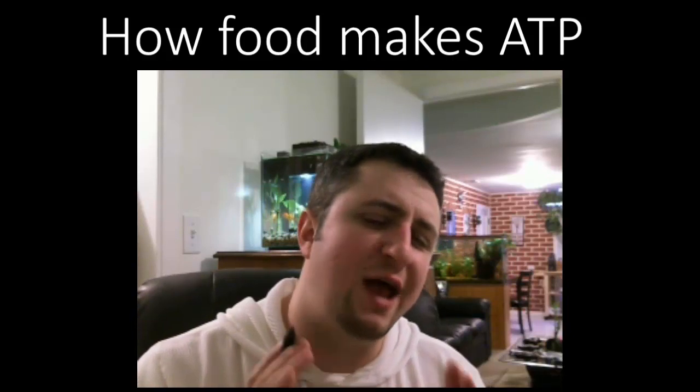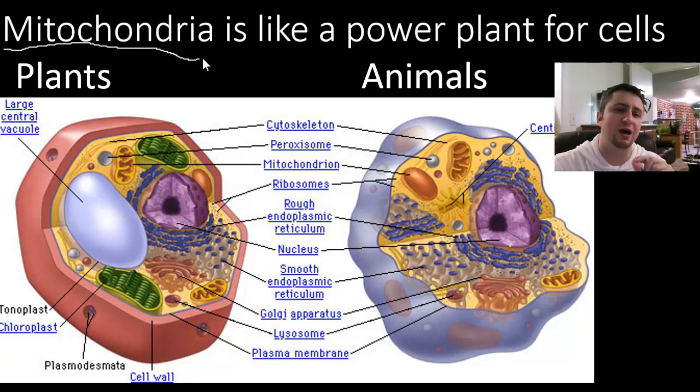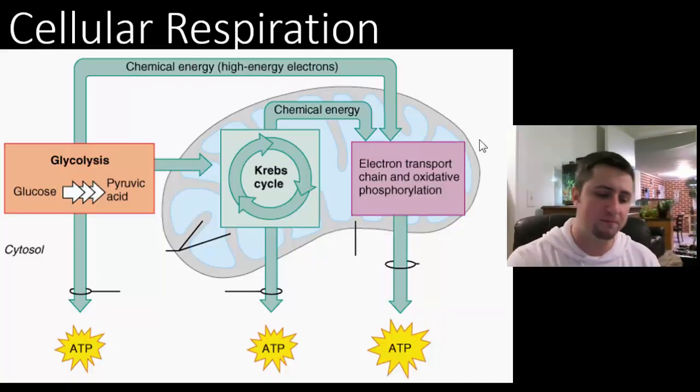Next on the list, I want to focus on how food actually makes ATP. It all occurs mainly in this organelle, this tiny part of a cell called a mitochondria. It's like a little power plant for cells. Both plants and animals have a mitochondria. If you look over at my diagram, these 2 diagrams here, one's a plant, one's an animal. This organelle right here is called a mitochondria, and in the animal cell, this organelle right here is also called a mitochondria. That is where food that we eat is converted into usable energy called ATP.